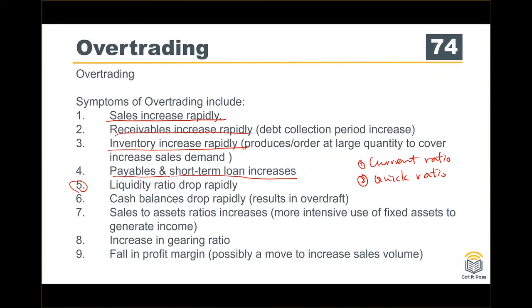And the sixth is cash balance dropping rapidly, resulting in overdraft, as I shared with you. Sales to asset ratio increases, so it means you don't invest a lot in fixed assets, but the sales increase significantly. There is an increase in the gearing ratio and a fall in profit margin, especially when you increase your sales volume a lot by sacrificing your profit margin. These are the symptoms of overtrading.